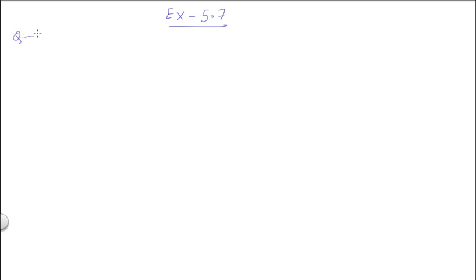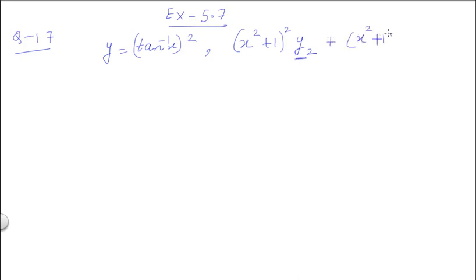In question 17, they have given the function y equal to (tan inverse x) whole square. They are asking us to prove (x square plus 1) whole square into y2, where y2 means the second order derivative, plus (x square plus 1) 2x y1, where y1 is the first order derivative, equals 2. This is what we have to obtain from the given equation.